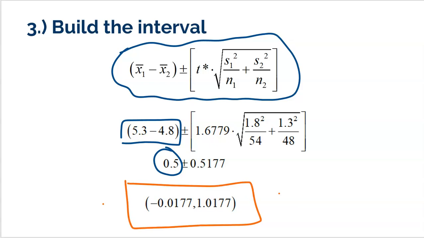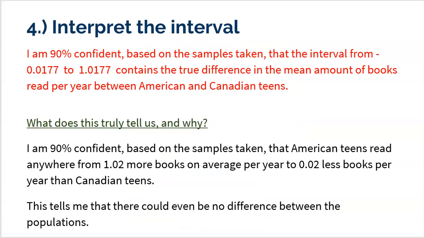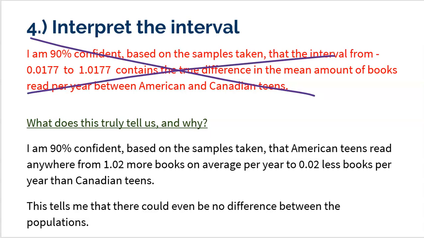All right, now it's time for step 4, and I have to interpret what the heck that interval tells me. So very generically speaking, here's what that interval tells me. I'm 90% confident, based on the samples taken, that the interval from negative 0.0177 to positive 1.0177 contains the true difference in the mean amount of books read per year between Americans and Canadian teens. But I'm going to be honest, I hate that. I would never recommend doing that because it doesn't really truly tell us what's going on. That type of interpretation doesn't compare at all.